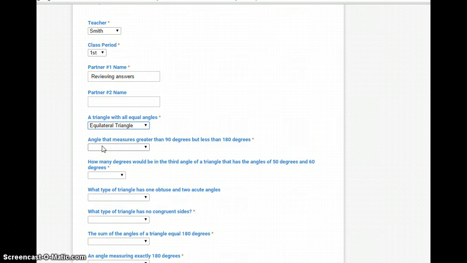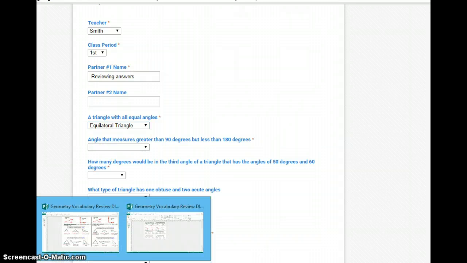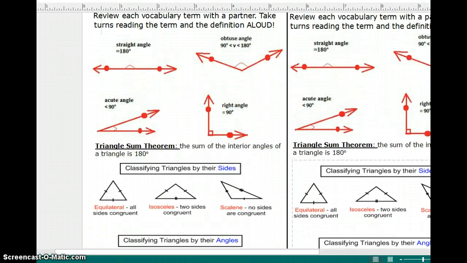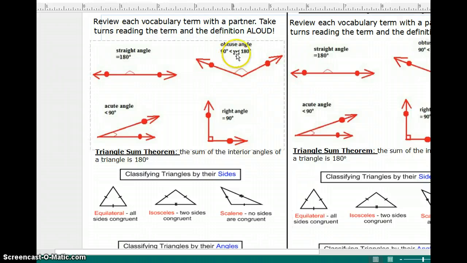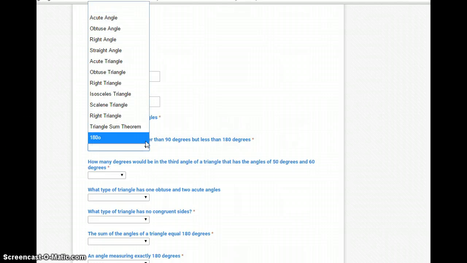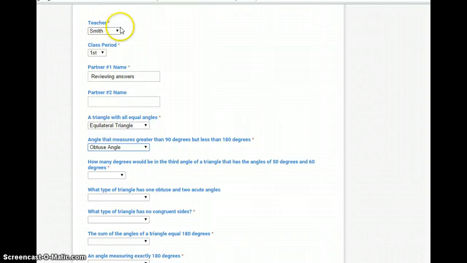An angle that measures greater than 90 but less than 180. So the answer is an angle, not a triangle, but an angle. So looking over here, an angle, greater than 90, less than 180. That is an obtuse. So here, go to obtuse, not triangle, but obtuse angle. That was a mistake a lot of people made. When it talks about angles, you want angles. When it talks about triangles, you want triangles.